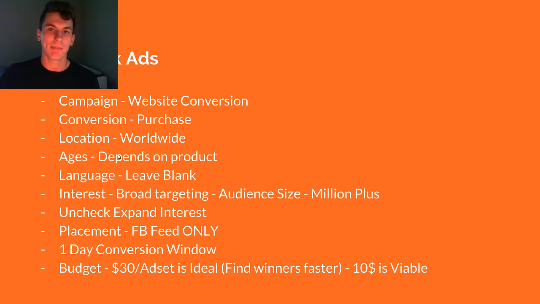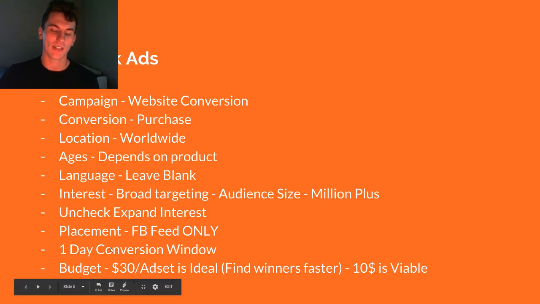So your ages, it depends on the product. The language, leave blank, because Facebook is really smart and they'll show your advertisement to people who can understand it. Interest, target very broad. So if you do an iPhone phone case, target iPhone, which has millions of people in there, and uncheck the expand interest, which is under the interest. All right. The placement, so where you want your advertisement to be shown is the Facebook feed only. Don't question this. Facebook feed only gets the best traffic, so do that.